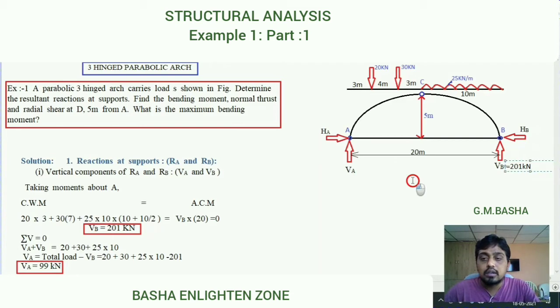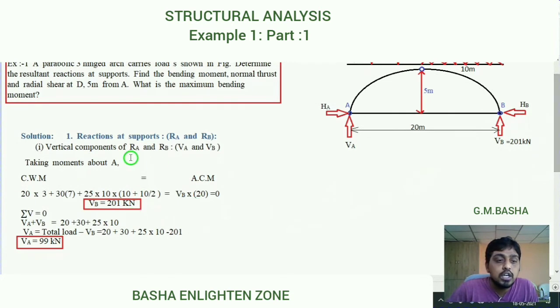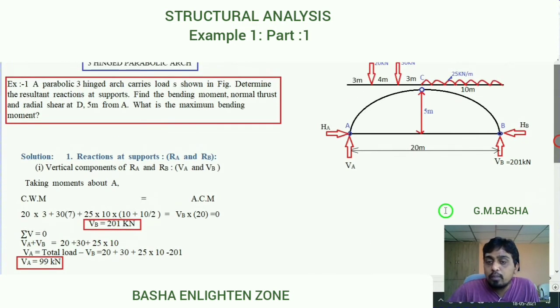Then after obtaining this value, take down the sum of the vertical loads on the given arch. Sigma V will be equal to 0, meaning the total vertical load on the given arch. Both VA and VB will be acting upwards and the entire given loads will be acting downwards. VA and VB are taken on one side and these given loads will be taken on the other side.